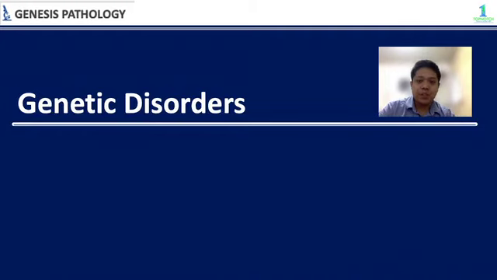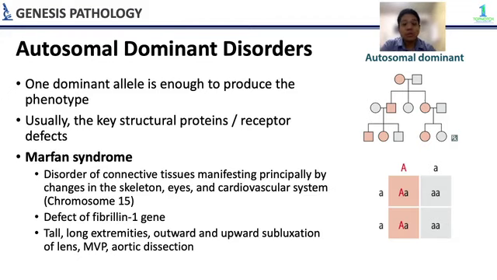Our fourth chapter is genetic disorders. So let's go through all the patterns of inheritance. First, we have autosomal dominant disorders. In this type of inheritance, one dominant allele is enough to produce the phenotype. Usually, the defect is in key structural proteins or receptors.